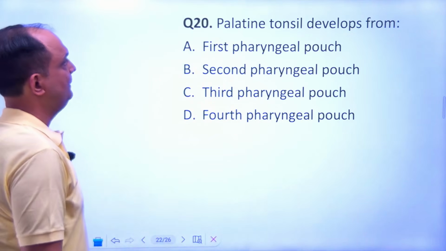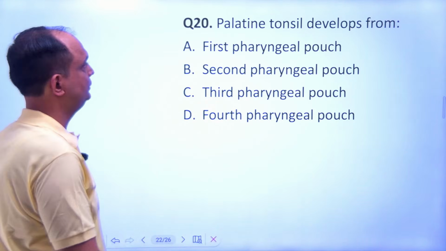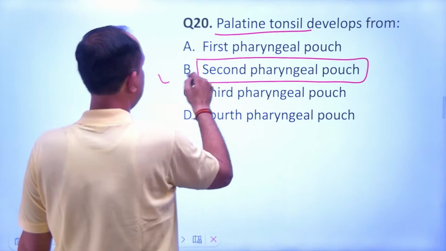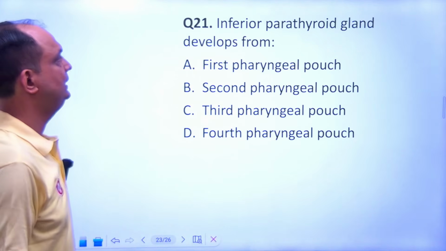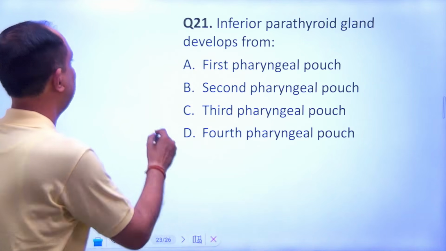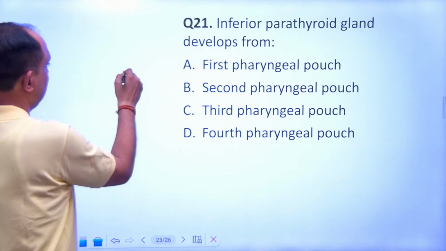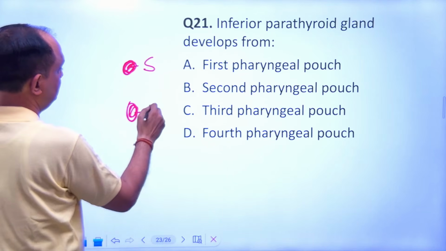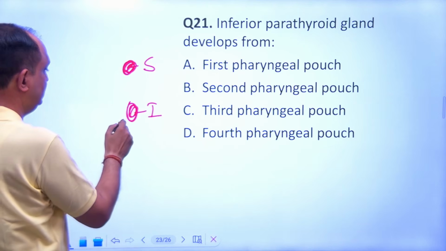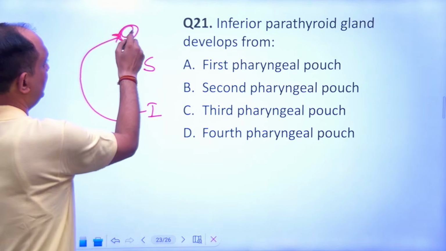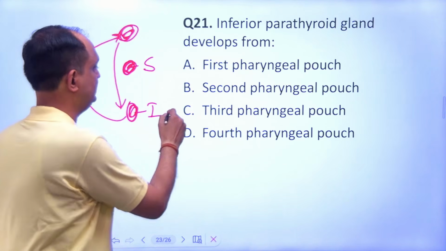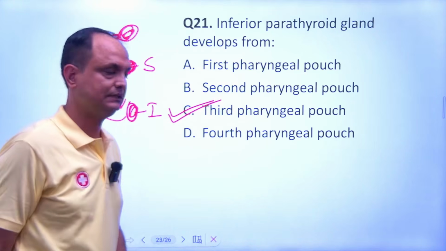Next question, palatine tonsil develops from? So dear students, the palatine tonsil develops from the second pharyngeal pouch. Answer B. Now we'll move to the next question. Inferior parathyroid gland develops from? You know that there are two parathyroids, one is known as superior, another is known as inferior. But embryologically this inferior one develops from above and later on it will descend downward. So it develops from the third pharyngeal pouch along with the thymus gland.